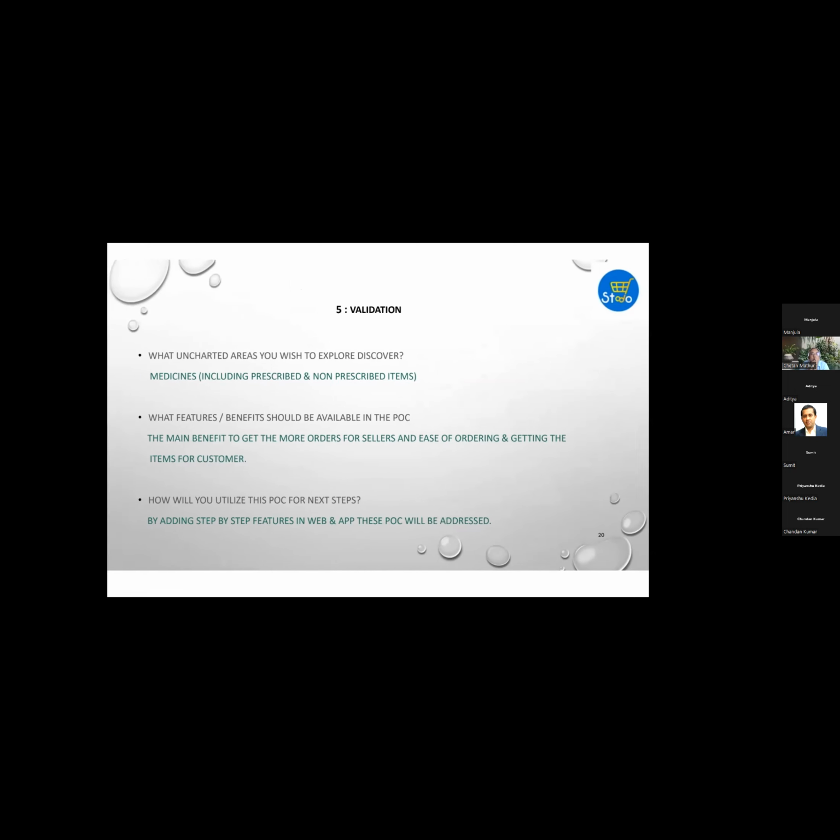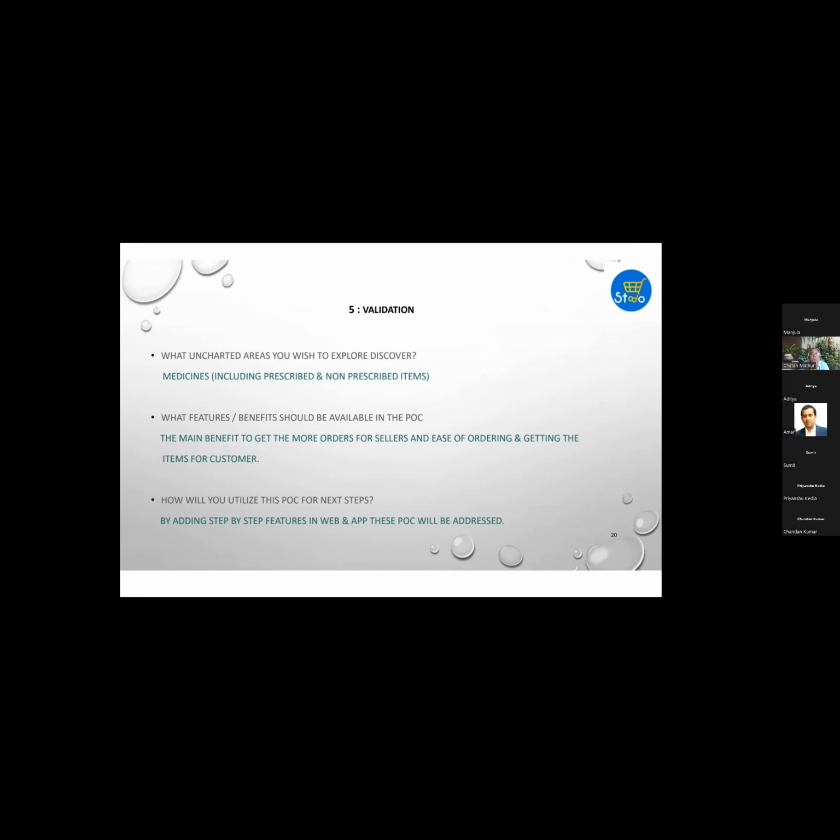So this is another validation. What uncharted areas do you wish to explore? Next, we will try the medicine field. What future benefits should be available in the POC? The main benefit is getting more orders for sellers, and ease of ordering and getting the items for customers. How will you utilize this POC for next steps? By adding features step by step on the web, this POC will be addressed.